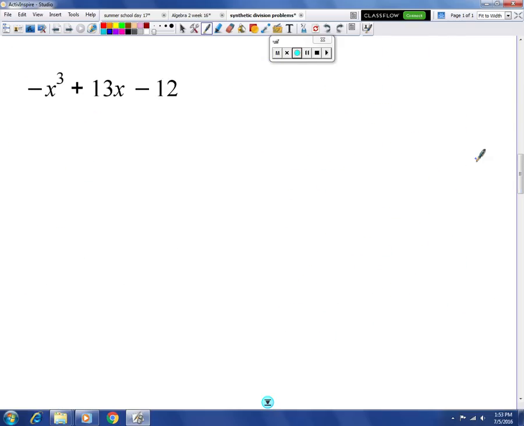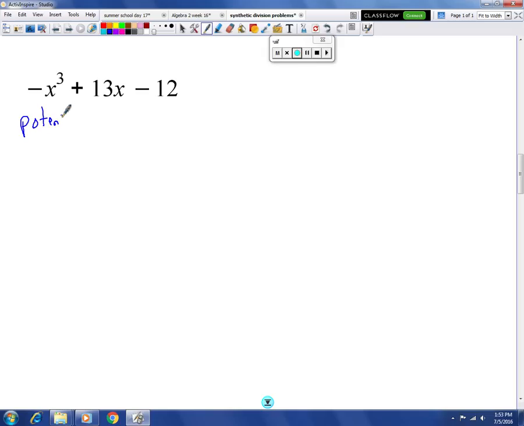Okay, this one, back to a cubic, and again we have a negative in front. But you see we're going from 3 to 1. Now it's in descending order, but there's a gap. There's no x squared term in here. Okay? Synthetic division will deal just fine with that. Alright, let's start out easy.